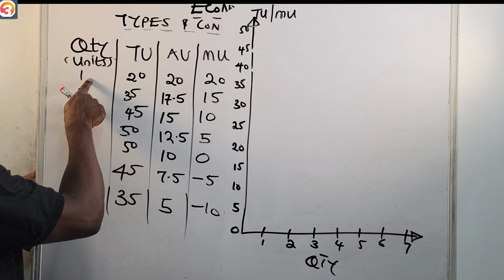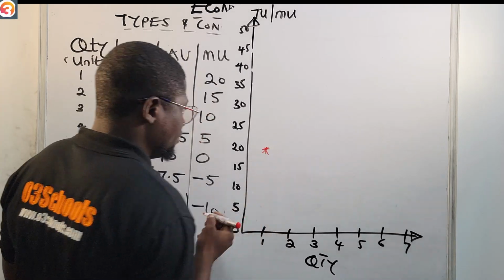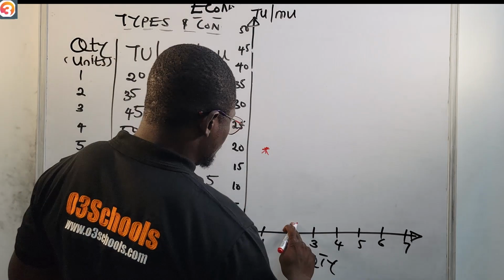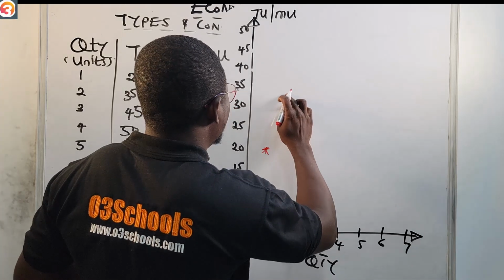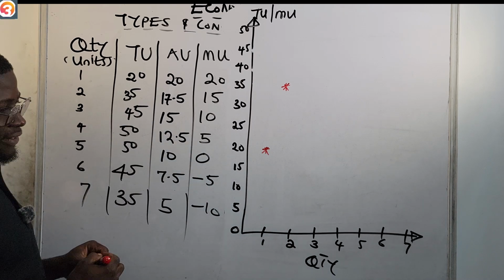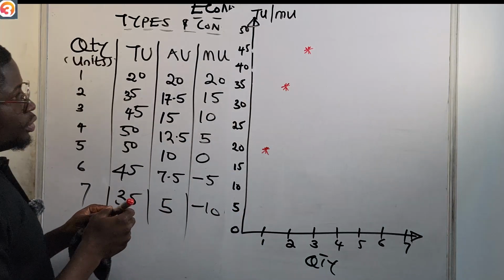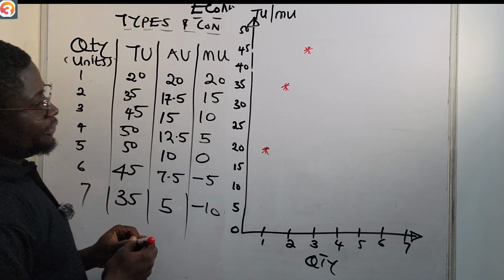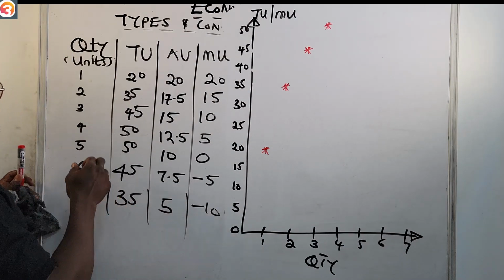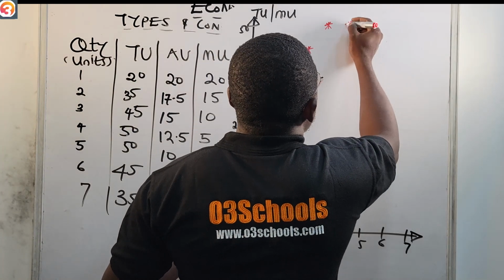Now, when quantity was 1, total utility was 20. This is 1, this is 20, so somewhere here. Are we together? When quantity was 2, total utility was 35, and 35 is here. When quantity was 3, total utility was 45, somewhere here. When quantity was 4, total utility went up to 50. When quantity was 5, total utility was still 50.